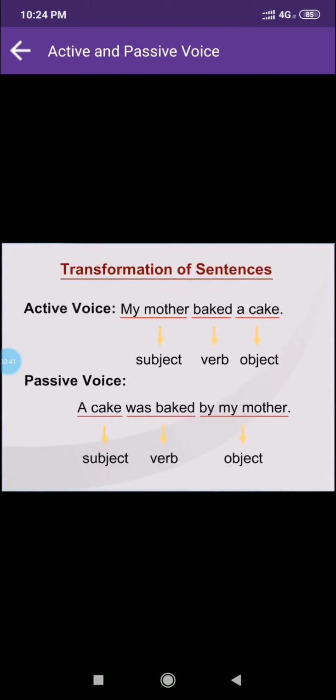Now let's take a look at the transformation of sentences from active voice to passive voice and vice versa. For example, my mother baked a cake. This sentence is in active voice as the subject, that is my mother, is the doer of the action, which is baking a cake. Now if we write the same sentence in passive voice, it'll become, a cake was baked by my mother. Notice that the subject and the object have interchanged their places.